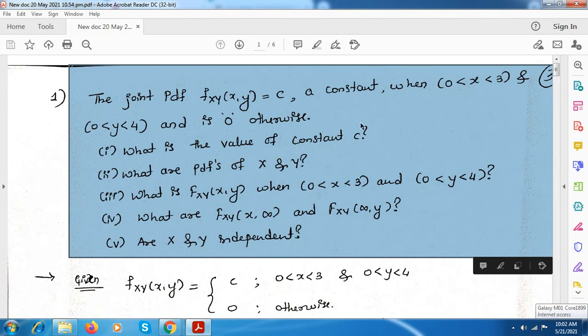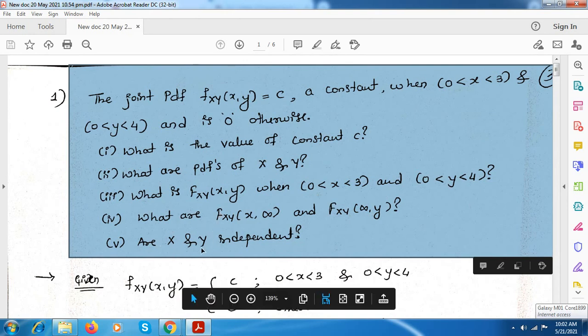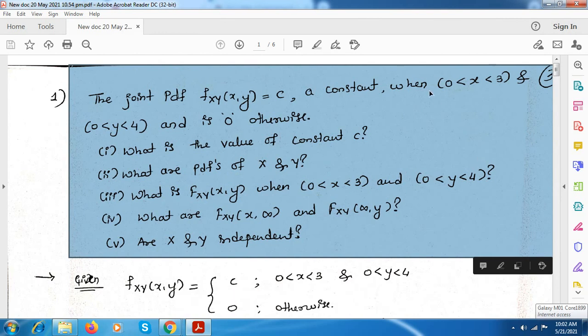Same thing, there also you have to find out the constant value c, and fx of x, fy of y, and this bivariate PDF. And when any one of the variables is infinity in the CDF. And lastly, you have to check whether x and y variables are independent. Just note down this range. X varies from 0 to 2 and y varies from 0 to 4.